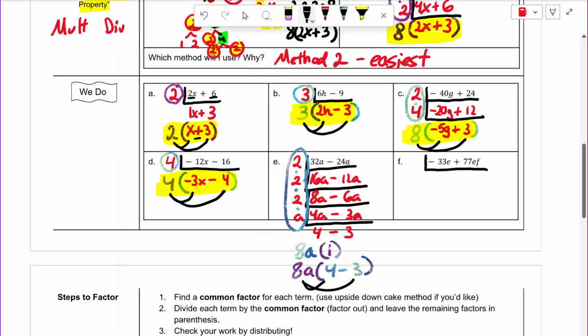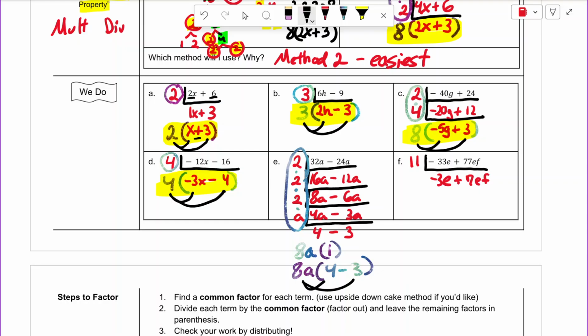We're going to put this cake right here, and we're going to try not to go deep. We're going to try to do this all in 2 layers. So negative 33E plus 77EF. So it looks like 11 can come out. Negative 33E divided by a positive 11 is negative 3E. 77EF divided by 11 is 7EF. Bring down the plus sign.